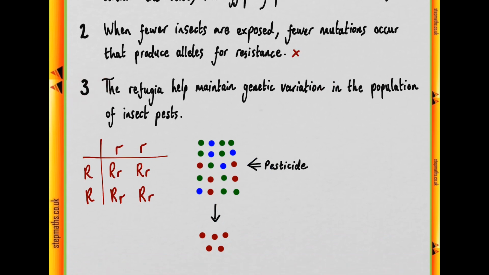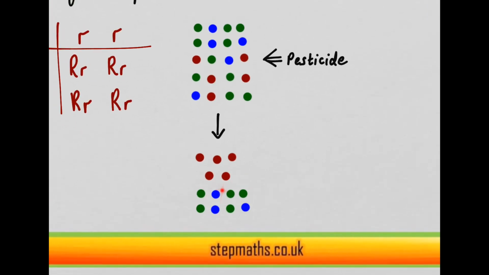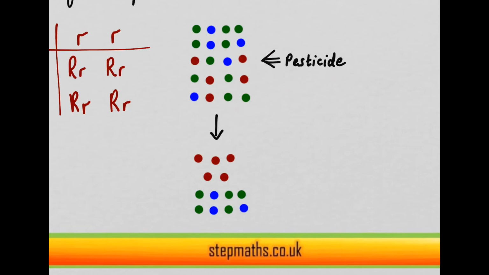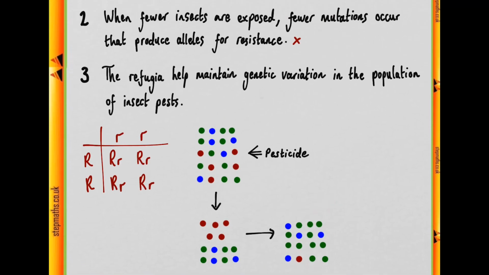So the third statement says that the refugia help maintain genetic variation in the population of insect pests. Well, if we think about it, if we have a refugia, a nearby field producing pests, a pest population which is not resistant because it has not had this harmful effect of the pesticide on the native population, then it can crossbreed with the population that's been treated by the pesticide, and gradually, through this crossbreeding between homozygous dominant and homozygous recessive, help to outbreed the recessive allele from the population by giving them the dominant alleles that they carry. So, yes, the role of the refugia is to maintain genetic variation in the population.